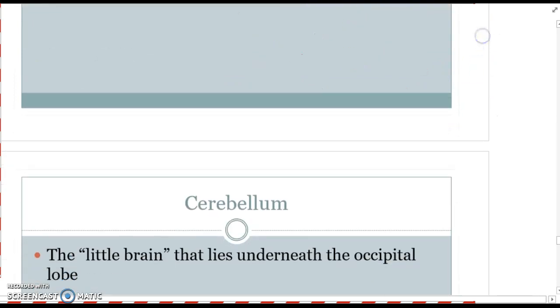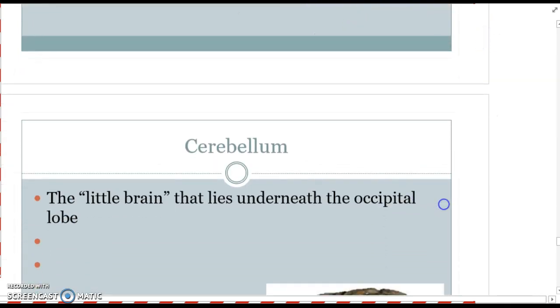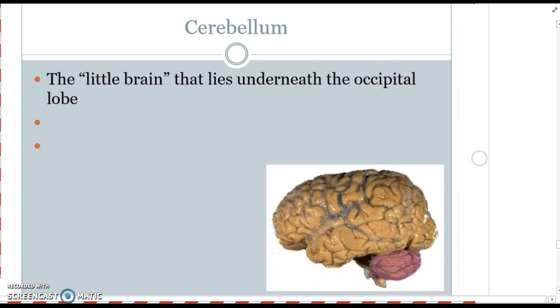So the cerebellum is the next part of the brain, which we'll get to. But again, I'll go ahead and stop there, and that will finish up the central nervous system. So we'll go ahead and stop.